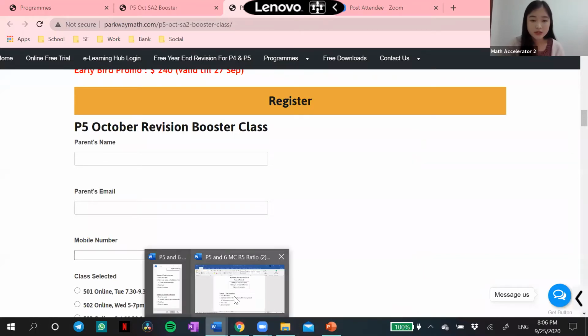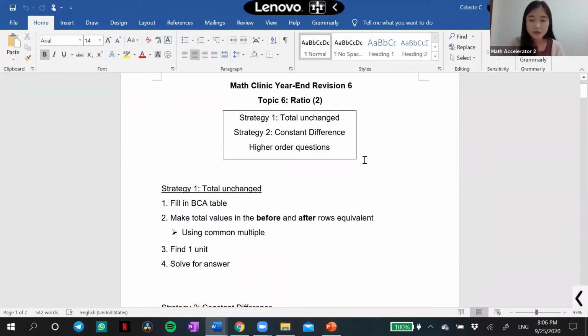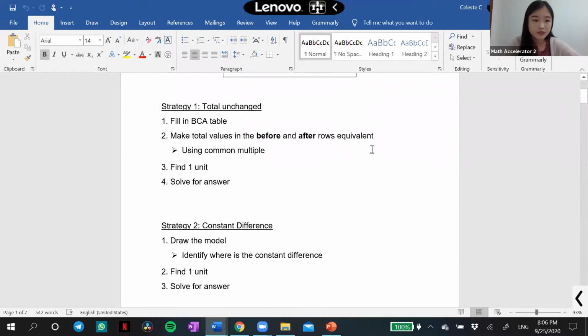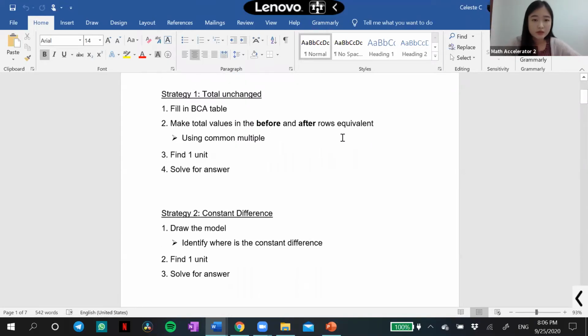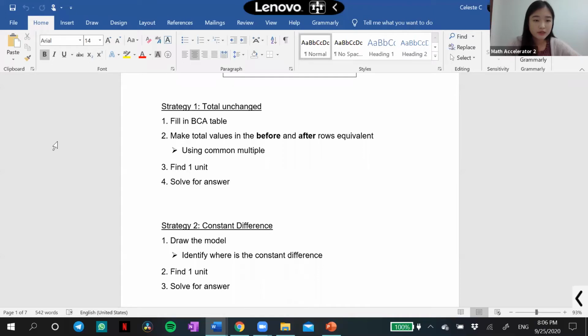Let's get to the questions. Today we'll be doing ratio. Let's take a look at the strategies first. Strategy 1 will be tackling total unchanged.